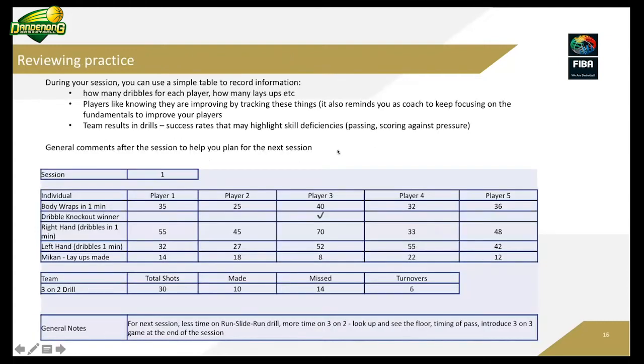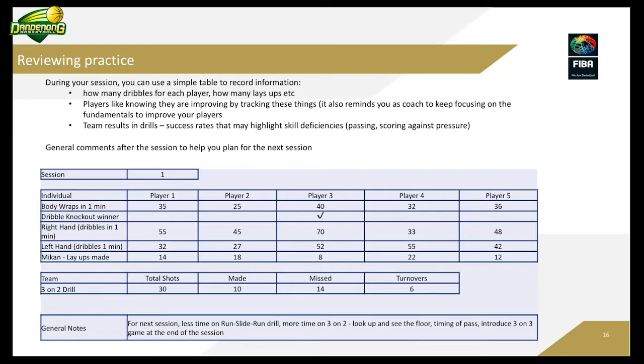Now, reviewing practice. Here's just some examples of how to get a little bit of a gauge on how your players are going, what kind of skills they have. If you wanted to, you could keep some of this information. For the individual skill component, you can make it a bit of fun to say, all right, here are your players and how many body reps did you get in a minute, and start to record that. Record the dribbling, who won the dribble knockout, how many layups were made in the Mikan drill.